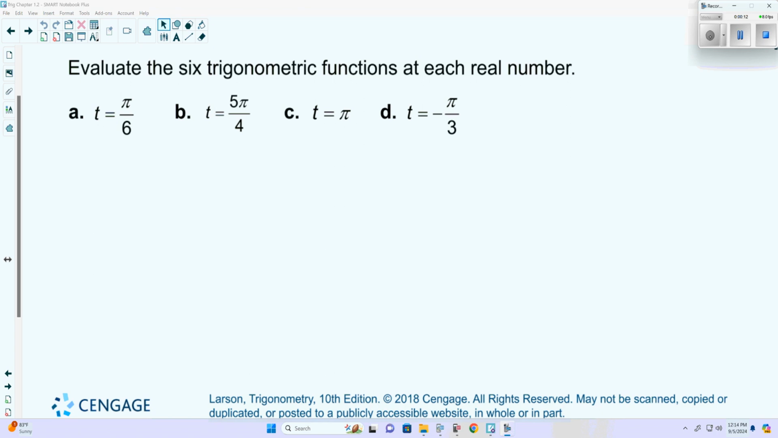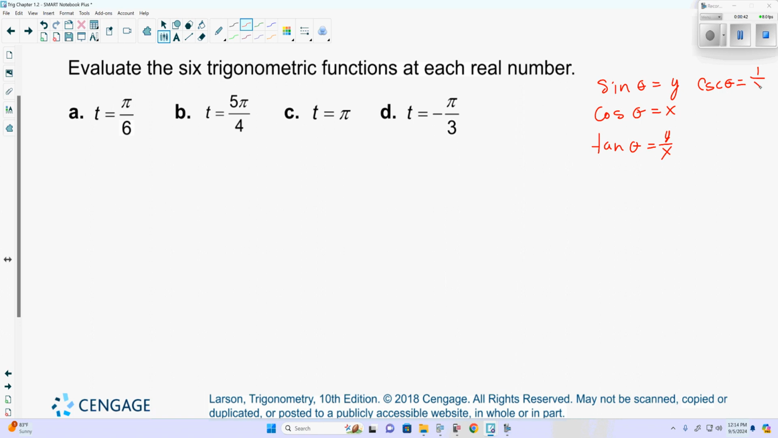All right, guys. We stopped here yesterday with finding the value of the 6 trigonometric functions. Now, we did list them out a little bit yesterday. Sine of a given angle is our y. Cosine corresponds to x on the unit circle. Tangent is y over x. Cosecant is going to be 1 over y. Secant, 1 over x. And cotangent of an angle is x over y. Okay.